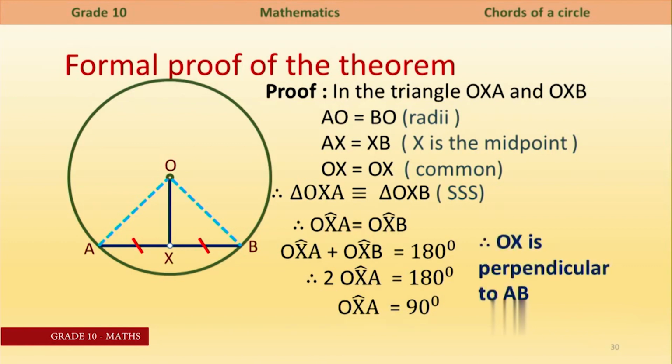Then we can say OX is perpendicular to AB. OX is perpendicular to AB. That's the theorem. We have proven the theorem. So, that's the thing we have to prove.